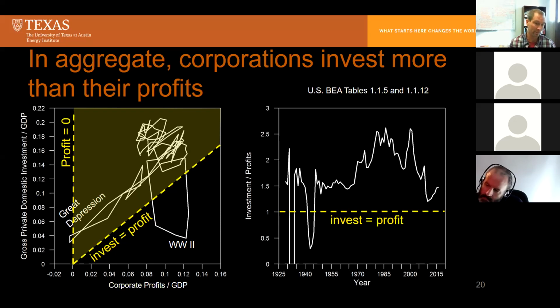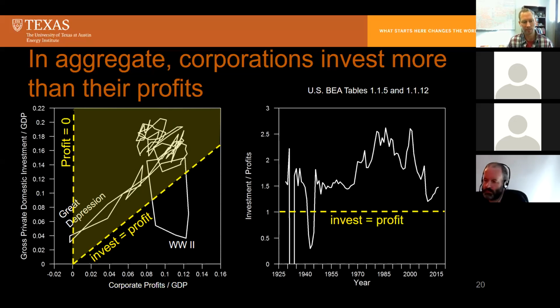The y-axis is investment divided by GDP, so investment as a fraction of GDP, and the x-axis is profits as a fraction of GDP. If you're in the shaded yellow area, you're investing more than your profits, and you're making net profits for the economy overall.